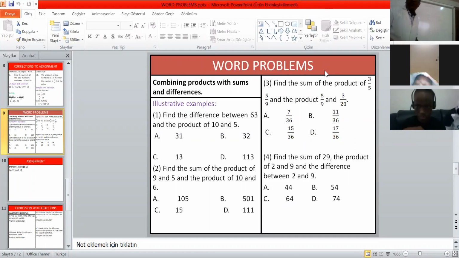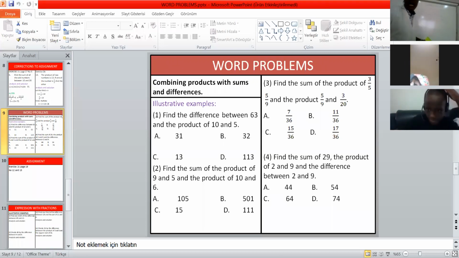How are you getting 5/12? Let's do it together. Now, find the sum of the product of 3/5 and 5/9 and the product of 5 and 3/20. That's number 3 question. So let's do it together.